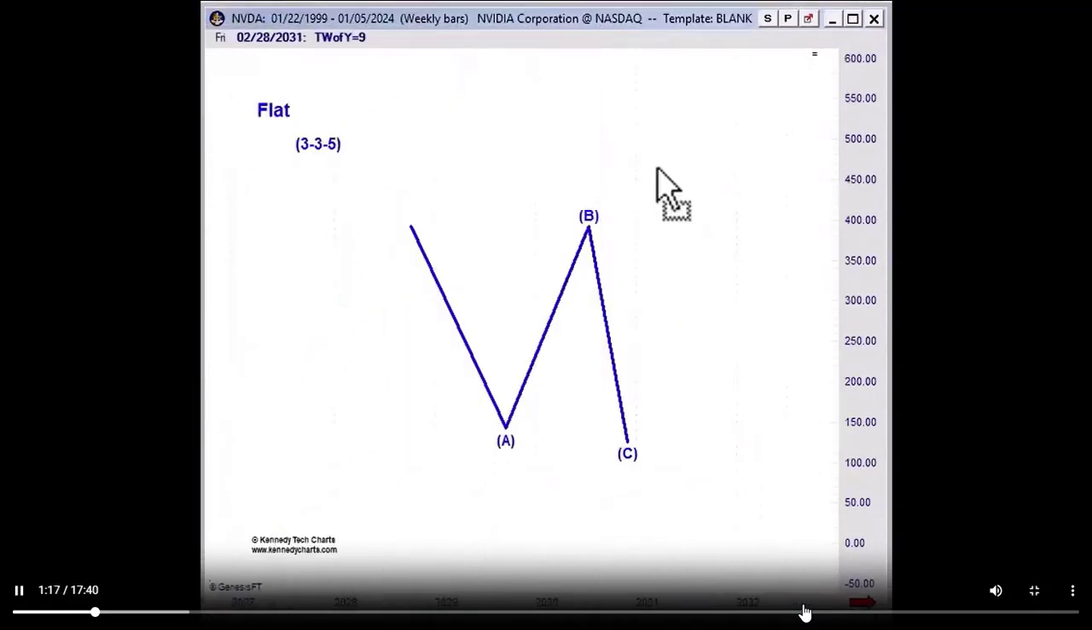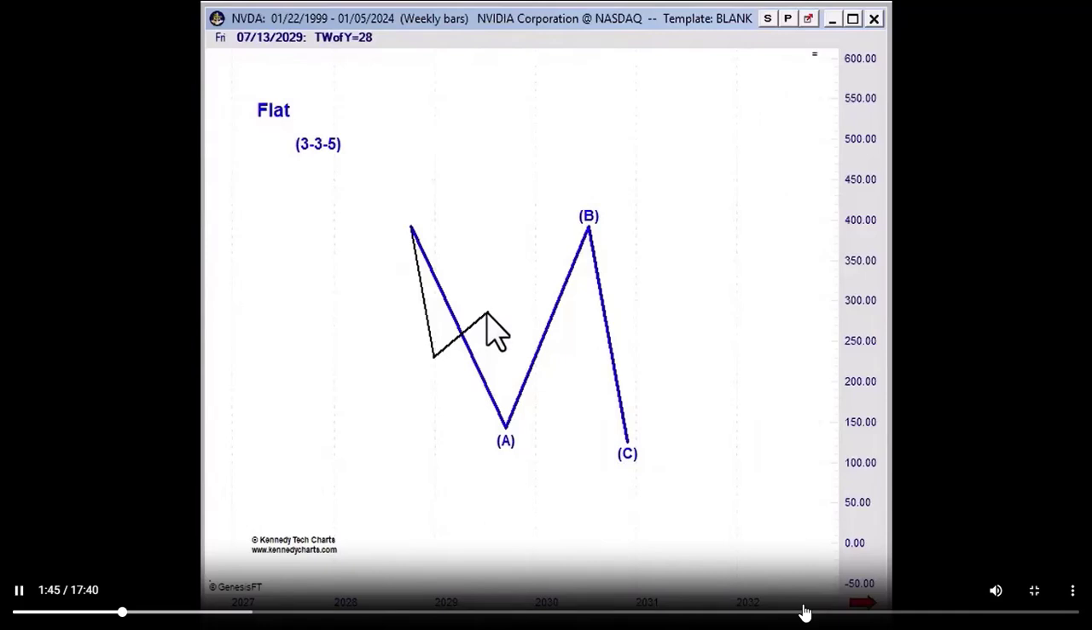Okay, so this is a flat correction, and there are a few things I would like to point out on this diagram. Notice in the upper left-hand corner, you have the notation 3, 3, 5. So what exactly does that mean? Well, it essentially means that your first wave, wave A, is going to subdivide into 3 smaller waves. And this is also an important aspect of the wave principle in that it is fractal.